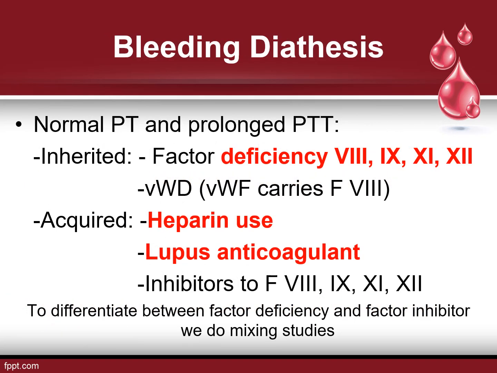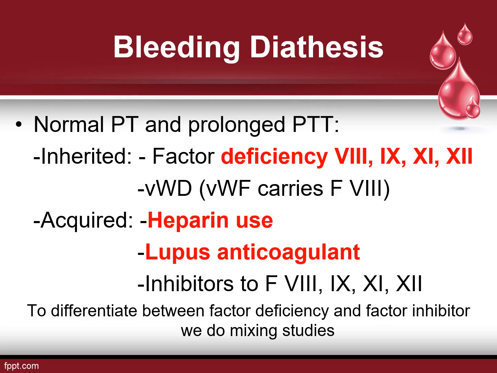We can see normal PT and prolonged PTT in inherited disease as factor deficiency 8, 9, 11, and 12, and in von Willebrand disease when von Willebrand factor carries factor 8. It is acquired when we use heparin or lupus anticoagulant, and also when we use inhibitors to factor 8, 9, 11, or 12. So to differentiate between factor deficiency and factor inhibitor, we do mixing studies.